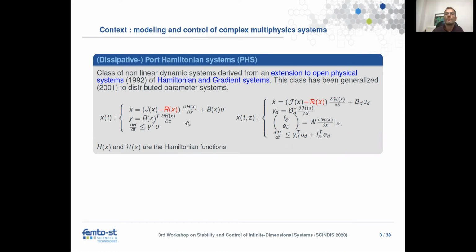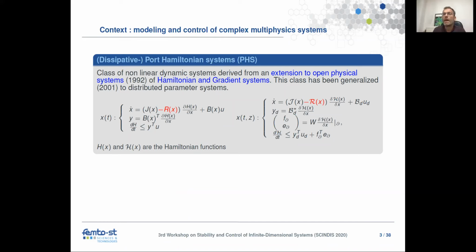It has been done in 1992 for finite dimensional systems on the left. And you can see that the Hamiltonian function h of x is related to the dynamics through two matrices. One is related to the exchanges of energy within the system, and the other one is related to dissipation. First, this formalism has been proposed for conservative systems, I would say, for the harmonic oscillator, and generalized to a large class of systems, including dissipation. And the important point is that the input and output are chosen such that the product of the input and output is homogeneous to a power, in order to make a link between the time derivative of the Hamiltonian and the product of u and y.